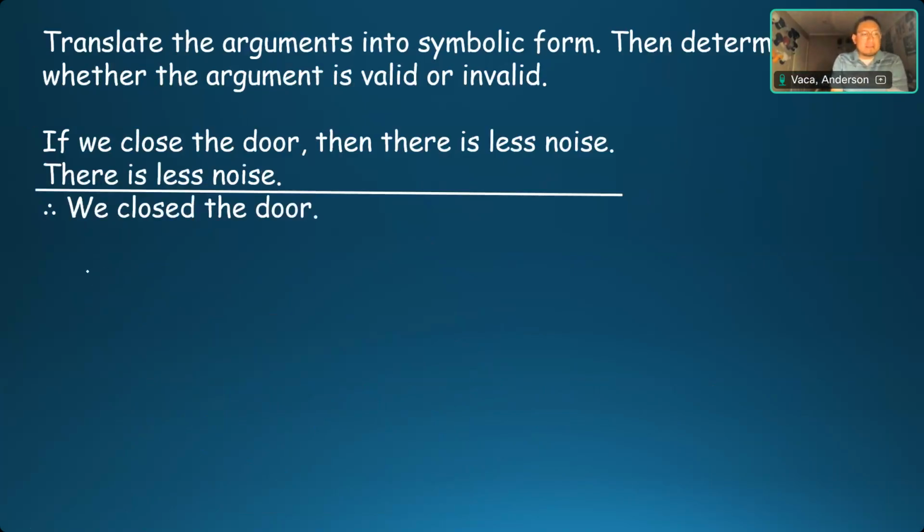So let's go ahead and write some variables. The variable P will be we close the door. Again, remember that past, present, and future tense is irrelevant here. Q is there is less noise.